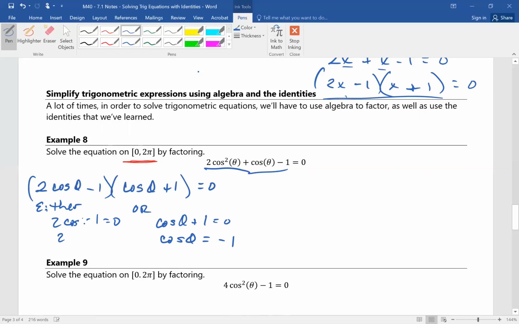Oh, the things that makes you laugh. 2 cosine equals 1, and cosine theta has to equal 1/2. So now, if you remember from chapter 6, we now know how to take inverses. So in other words, this question is what angle is going to give me 1/2 and what angle is going to give me negative 1?